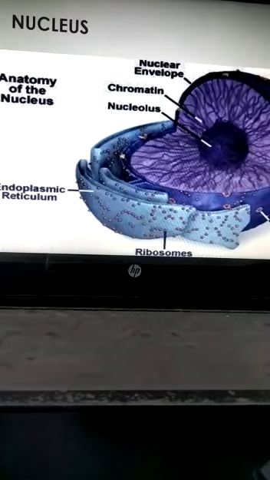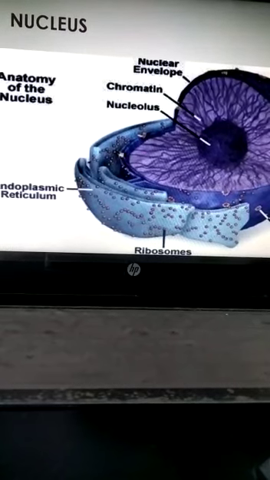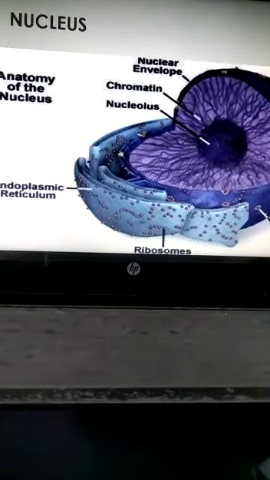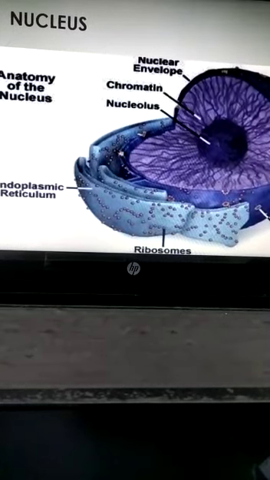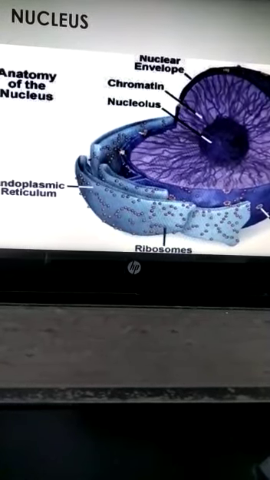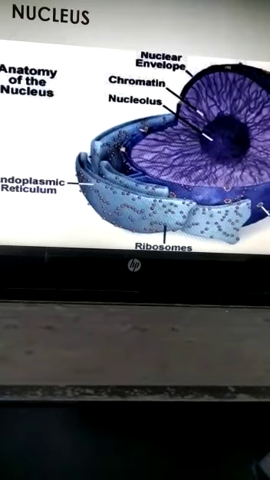Basically, nucleus is the controlling center of the cell activities, and hence it has been described as the brain of the cell. In plant cell, nucleus lies towards the periphery due to the presence of large central vacuole.